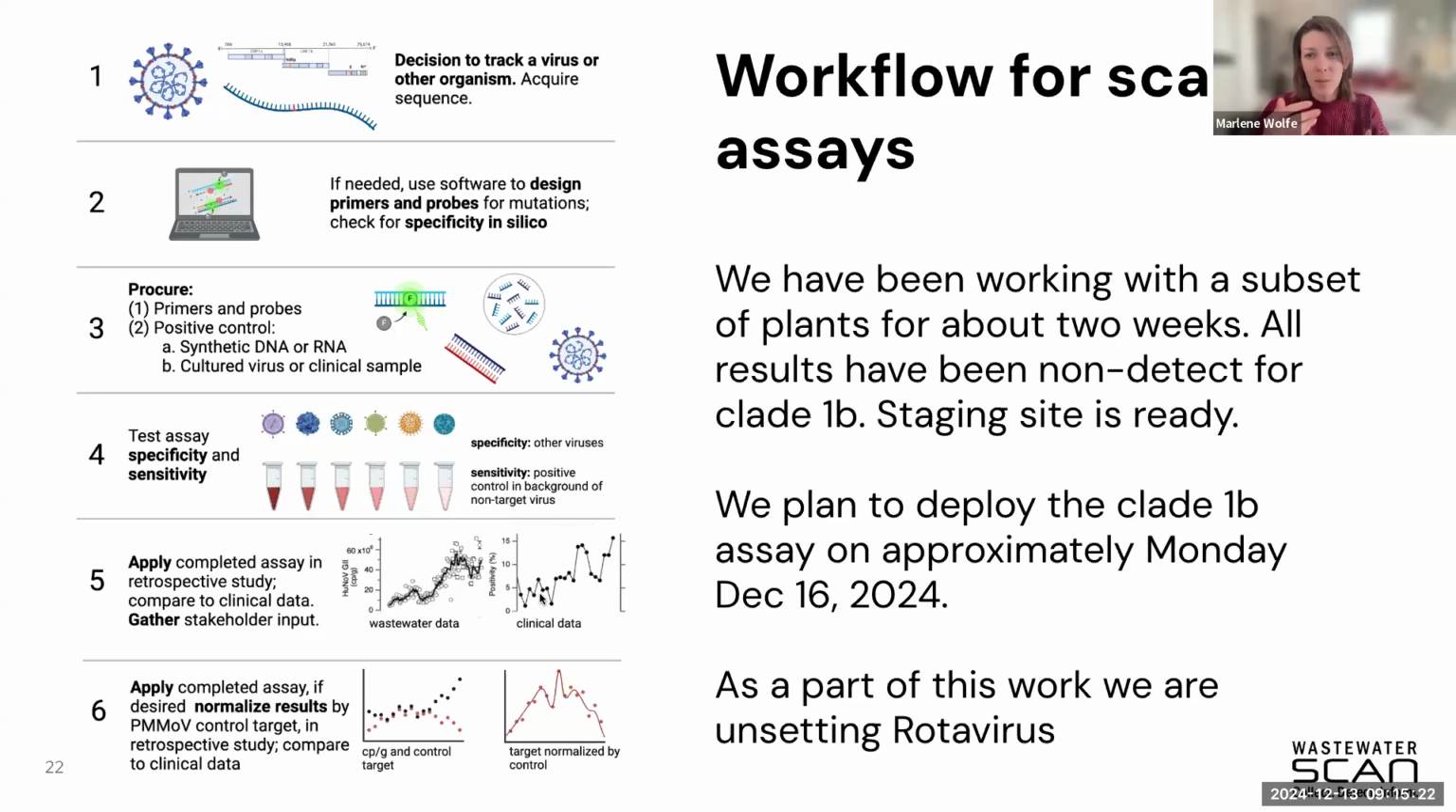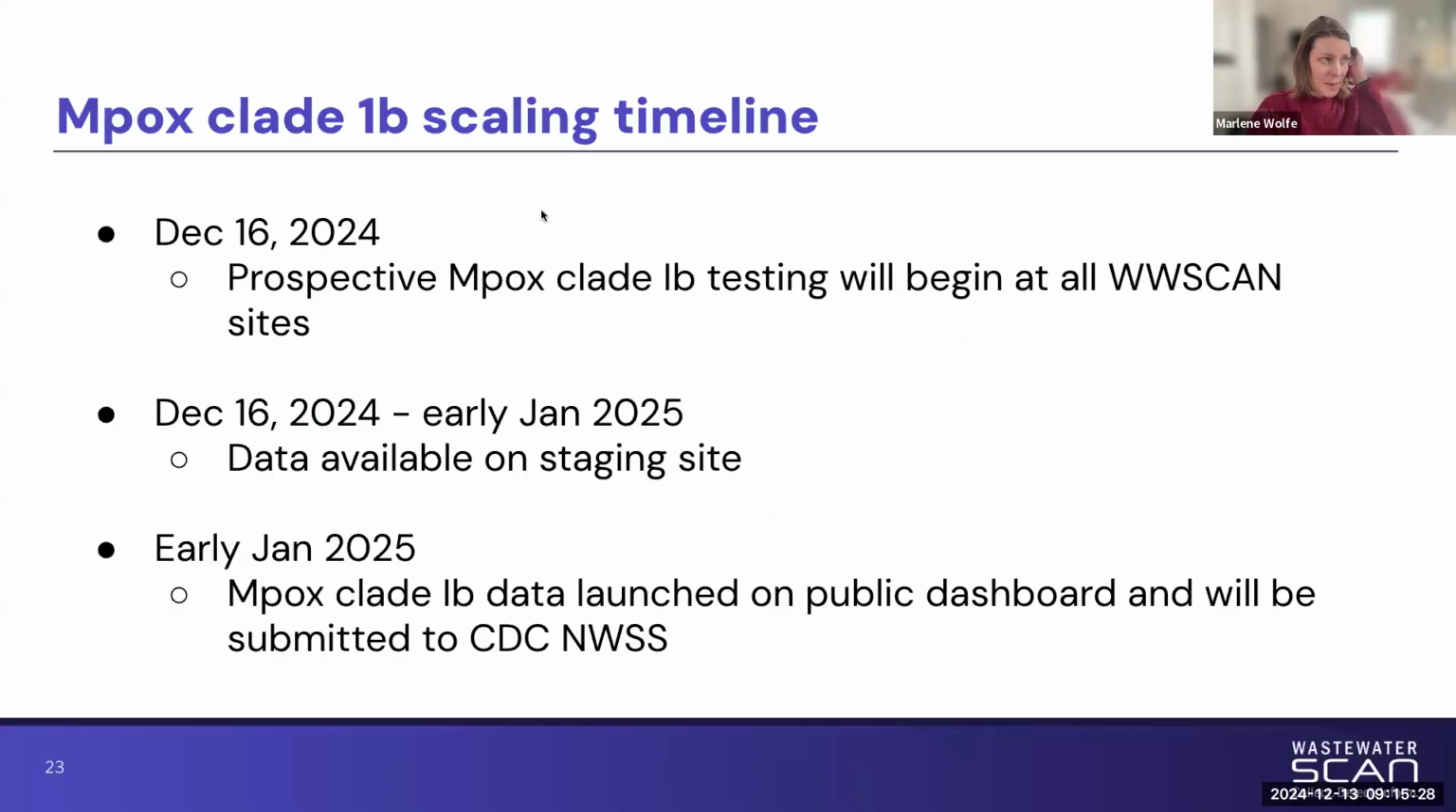So whichever samples are being processed on that day, depending on the date of collection, that's when it will start for your site. This is the timeline of all of the details you need to know. So December 16th is when we'll start that prospective Clade 1B testing at all the sites. We will have, again, the data available on a staging site. We're not going to make any changes, especially during the holidays. I hope some of you are taking some time off and relaxing. And so we don't want anything changing drastically during that time period when people have more limited availability.